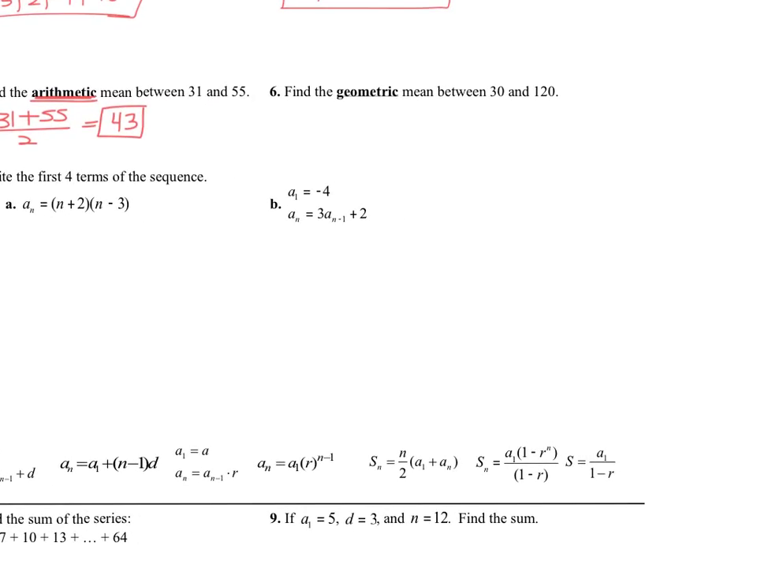Okay. Number 5, geometric mean. This one you're not adding anymore. Now you're multiplying. Remember, geometric, you're always multiplying. So 30 times 120, and then you take the square root of it. So it's always the product of the 2 numbers and then square root it. That comes out to 3,600 square rooted, which is 60.